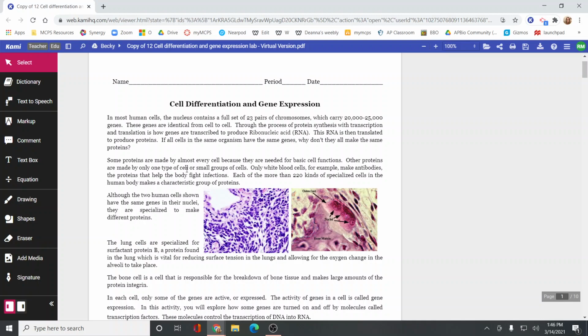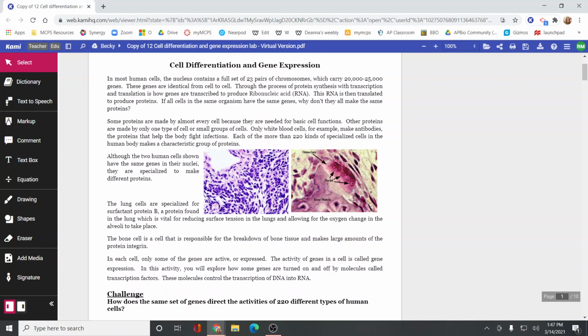So some proteins are made by almost every cell because they're needed for basic cell function. Other proteins are only made by one type of cell or small groups of cells. Only white blood cells, for example, make antibodies, the proteins that help the body fight infection. Each of the more than 220 kinds of specialized cells in the human body makes a characteristic group of proteins. Although the two human cells shown have the same genes in their nuclei, they are specialized to make different proteins.